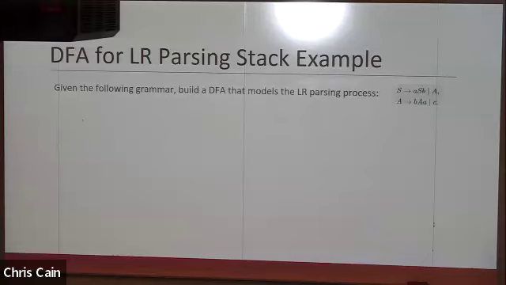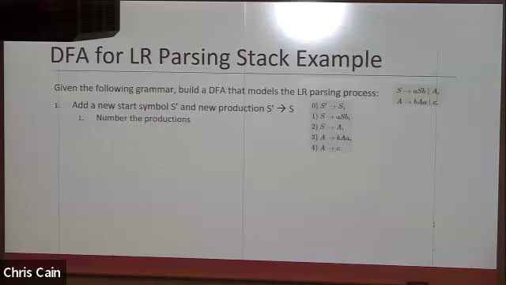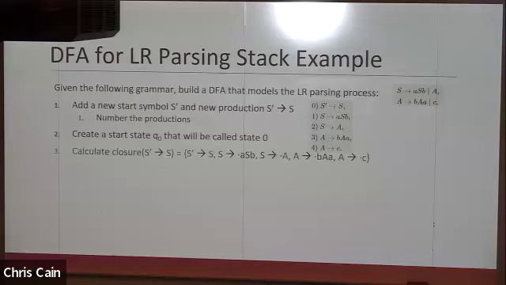We said as the start of this, we begin by adding a new start symbol and a new production that leads into the start symbol, which is strange, but it's necessary in order to get this to work. So we number our productions, including this new production, as production 0. We created a start state, and we calculated the closure of the dummy production that we added, and that became our initial state.